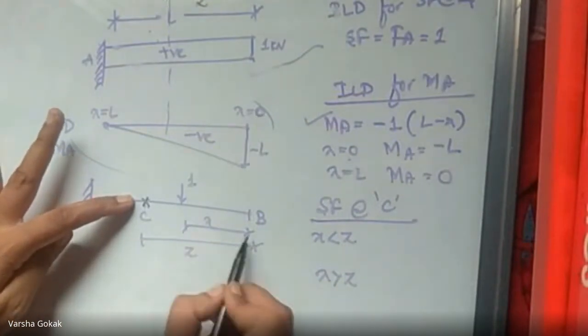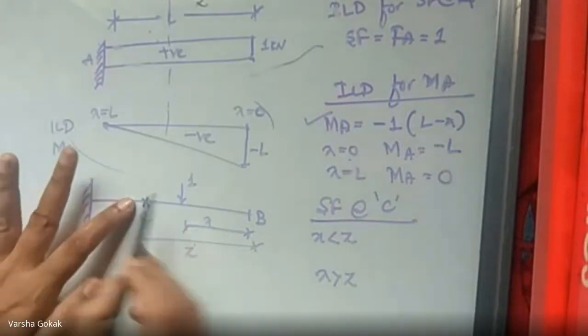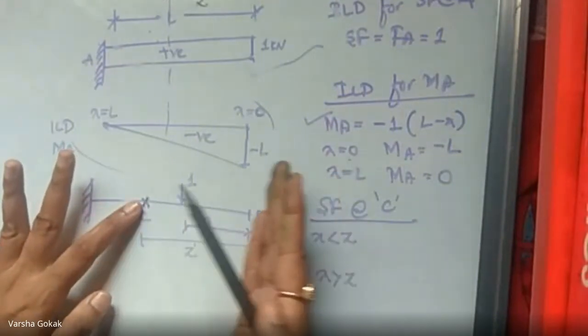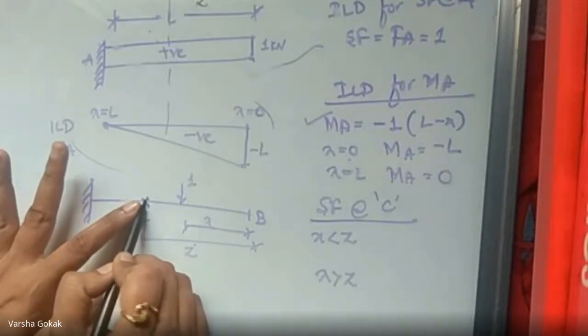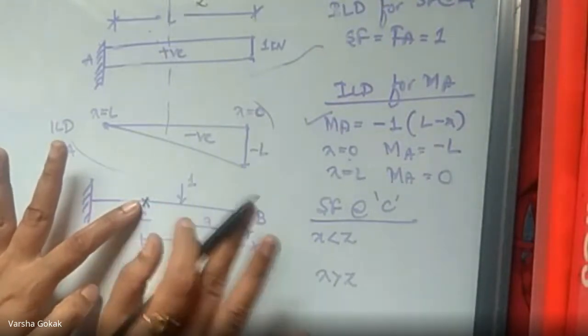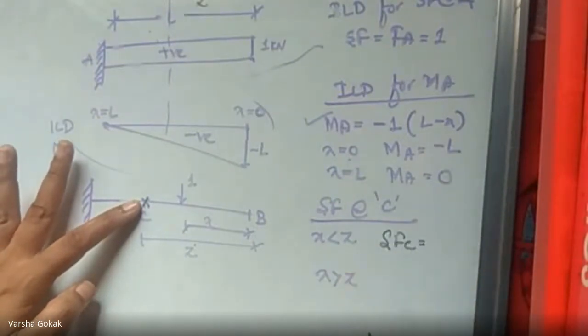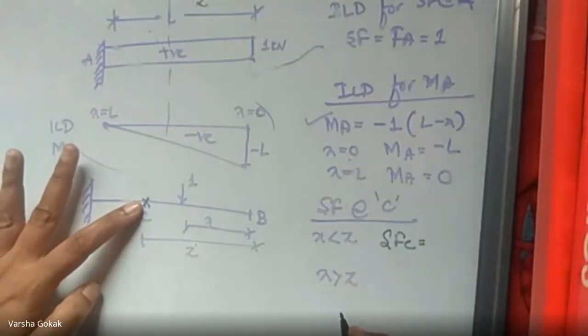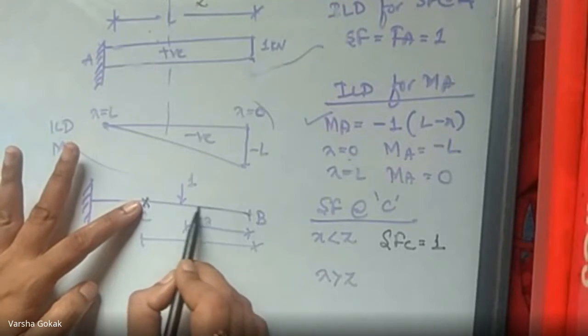And condition is X is less than Z, meaning the same diagram. But now when X is less than Z, so this 1 kilonewton, I'm coming from B coming, I get a 1 kilonewton, then I go till here, it will be 1 only, right? There is no change. So what happens to shear force at C? Can anyone tell me what will be the value? 1. 1 only. Because at B it is 0, no load, no load, no load, no load.